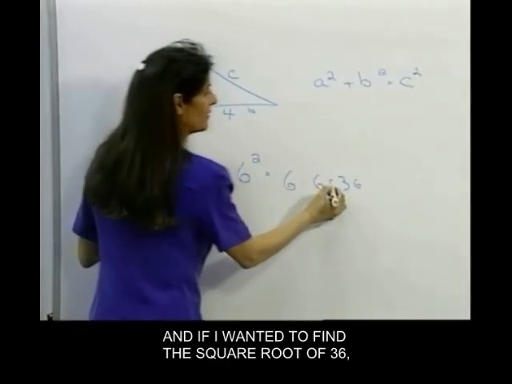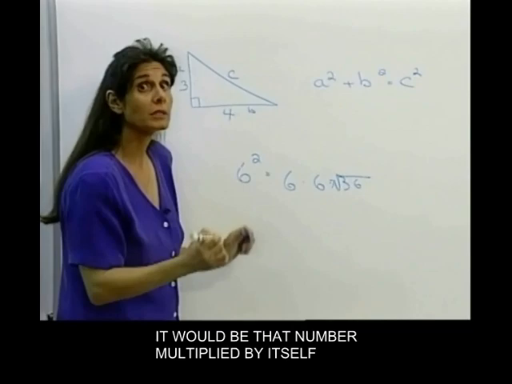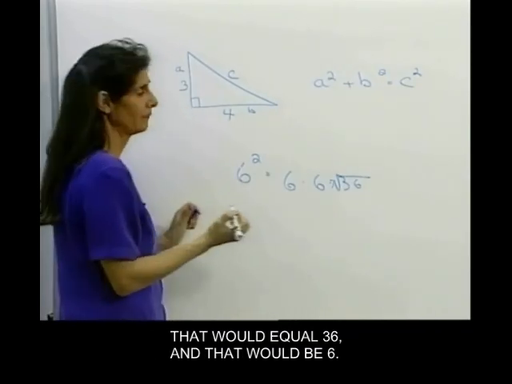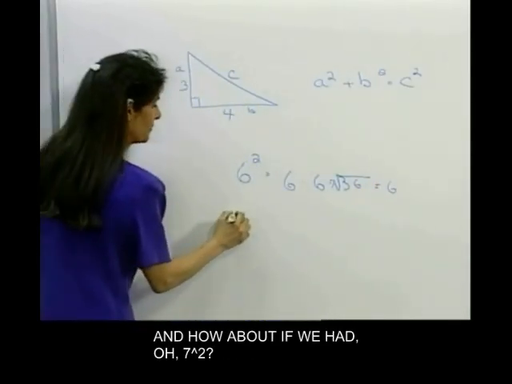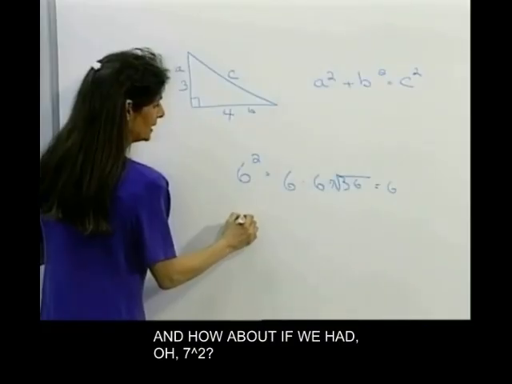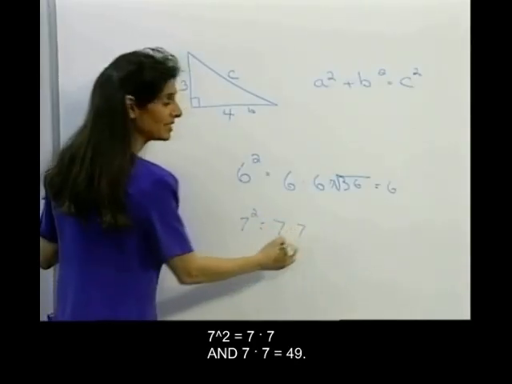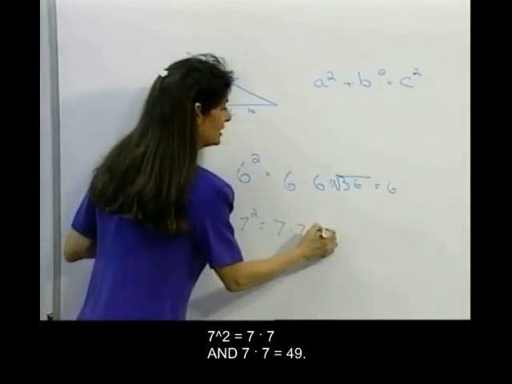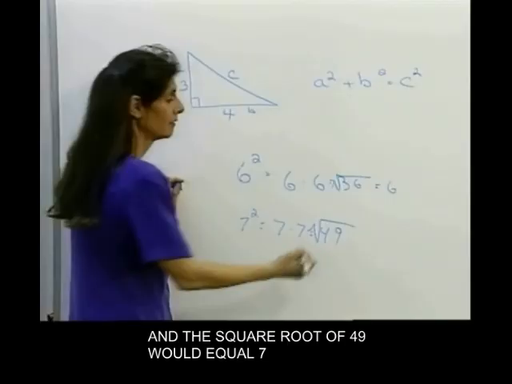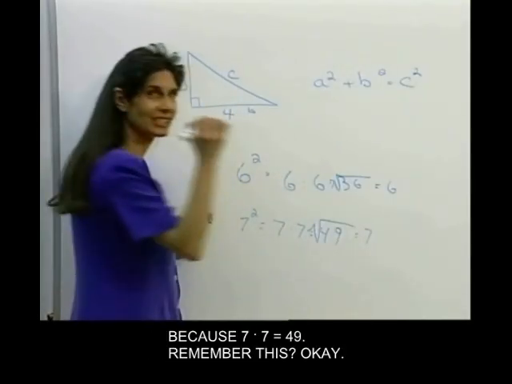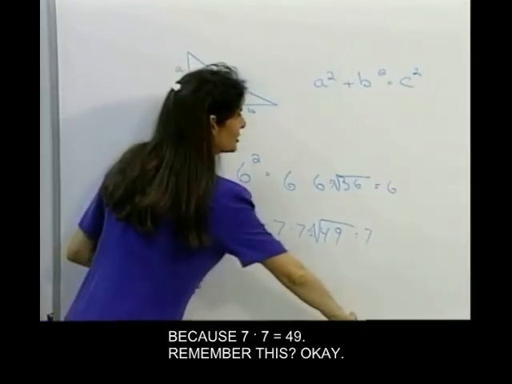And if I wanted to find the square root of 36, it would be that number multiplied by itself that would equal 36, and that would be 6. And how about if we had 7 squared? 7 squared equals 7 times 7, and 7 times 7 is 49, and the square root of 49 would equal 7, because 7 times 7 equals 49. Remember this?